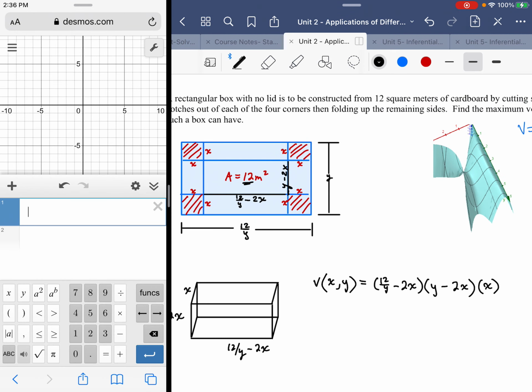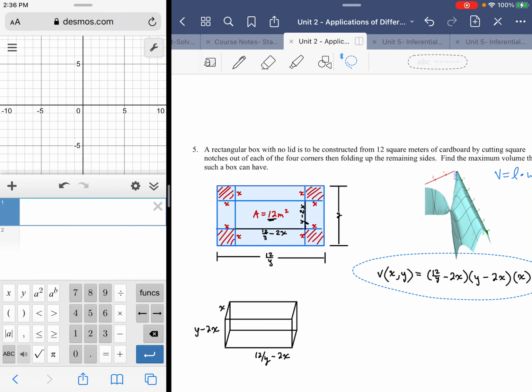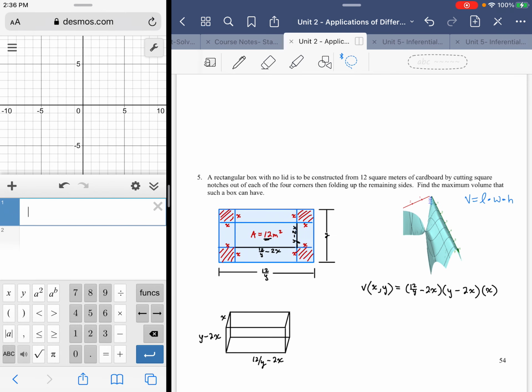Make one mistake, things start getting out of control. So anyway, I have a multivariable function that I'm looking to maximize.